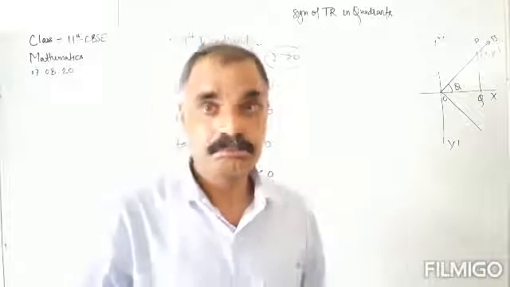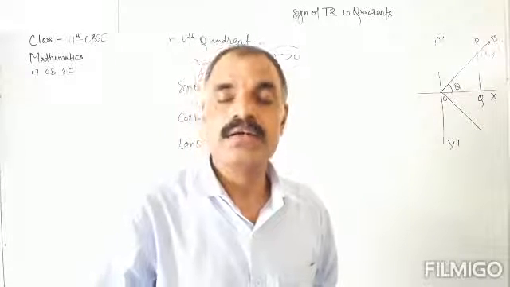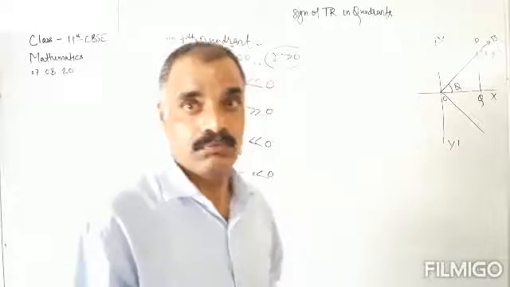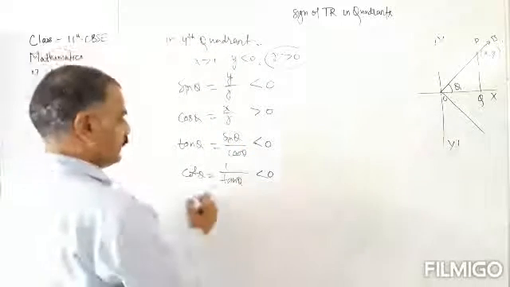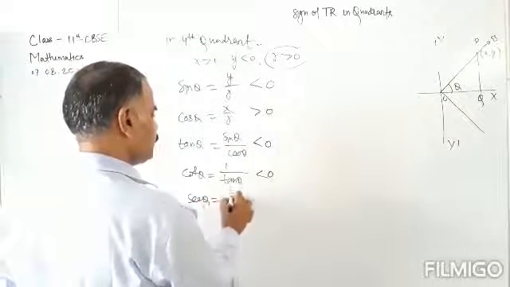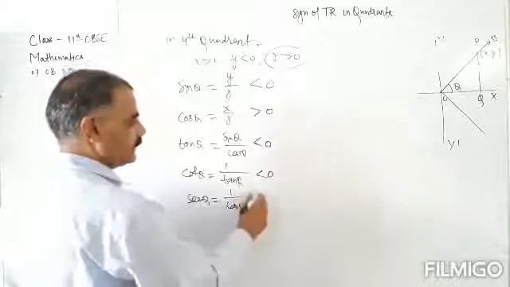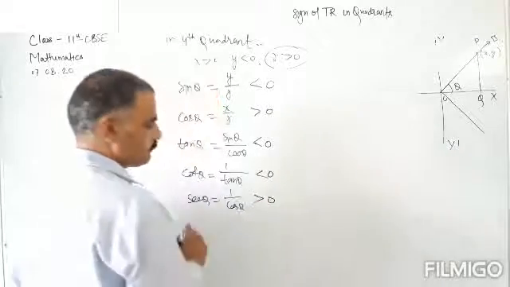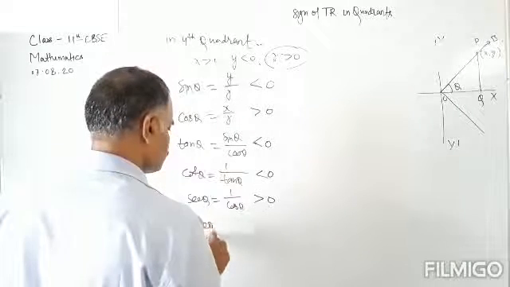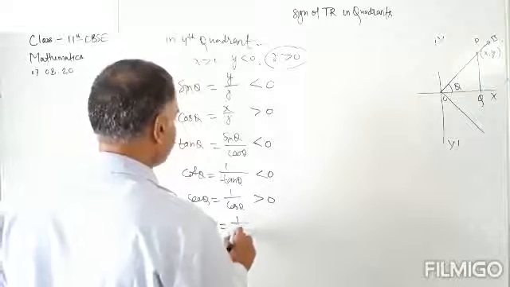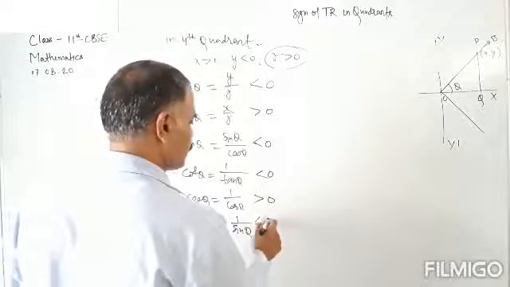We are discussing the sign of trigonometric ratios in different quadrants. Now sec theta is equal to 1 upon cos theta. 1 upon cos theta is positive. That is why sec theta is also positive. And lastly, cosec theta is equal to the reciprocal of sin theta, and sin theta is less than 0. That is why cosec theta is also less than 0.